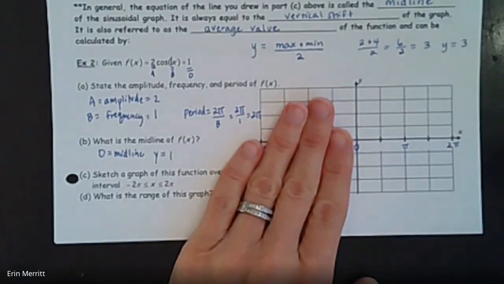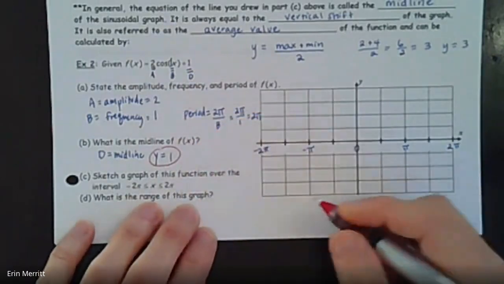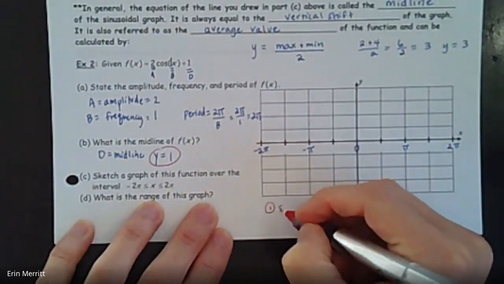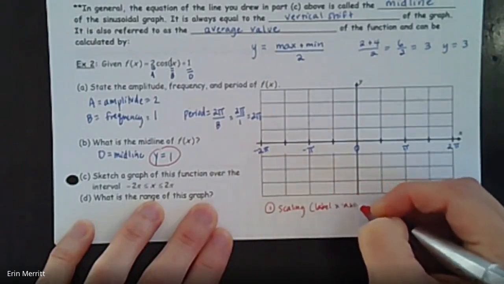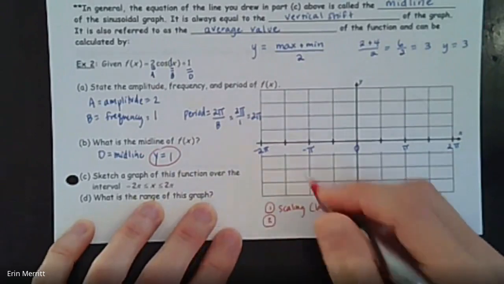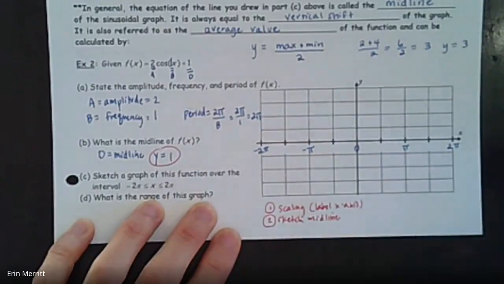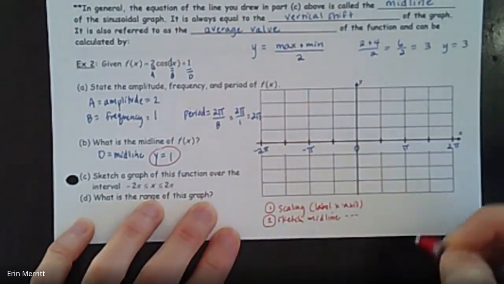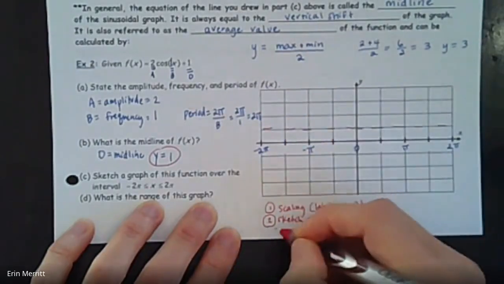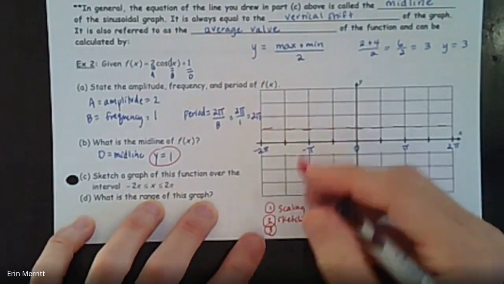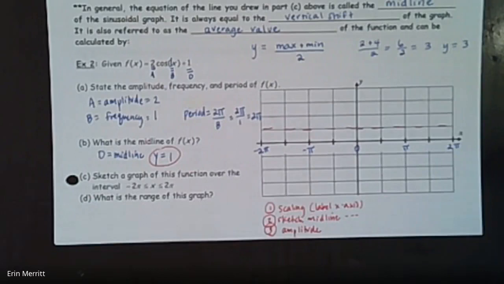So what I'm going to do is use my midline, and I'm going to sketch this first. After I determine whatever my scaling is, which is the label on your x-axis, the next thing you want to do is sketch the midline. And we just draw it as a little dotted line. That's it. So come on up here at 1 and draw that in. The next thing after that I would suggest is to think about the amplitude. So in this case, the amplitude is 2.